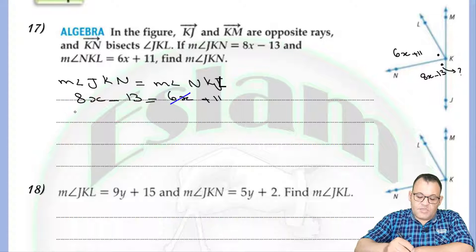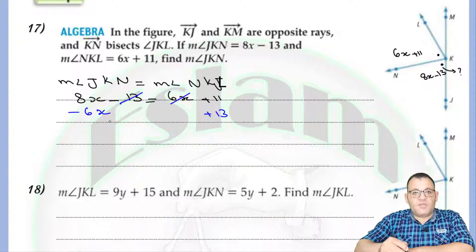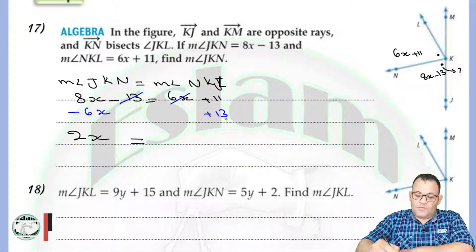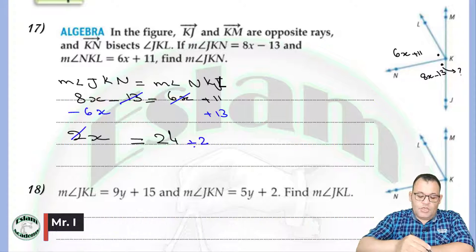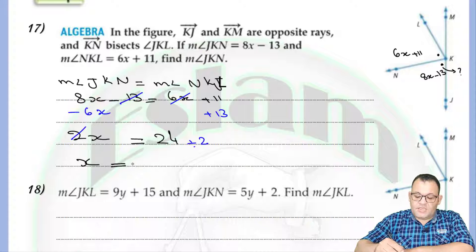By solving the equation, we subtract 6x and add 13. Now we can solve. 8x minus 6x equals 2x, equals 11 plus 13 equals 24. Now we can divide by 2. If we divide by 2, you'll find that x is equal to 12. And that will be the value of x.